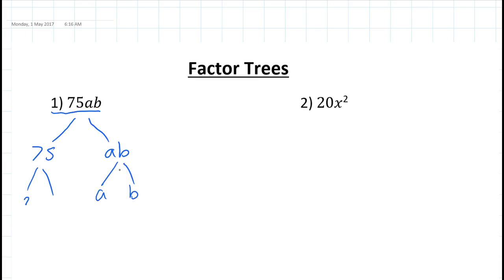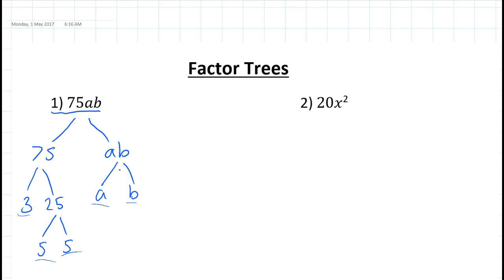75 is made up of 3 times 25. Okay, 3 25s is 75. And then 25 is made up of 5 times 5. And that's my factor tree. 75AB has factors of 3, 5, 5, A, and B.